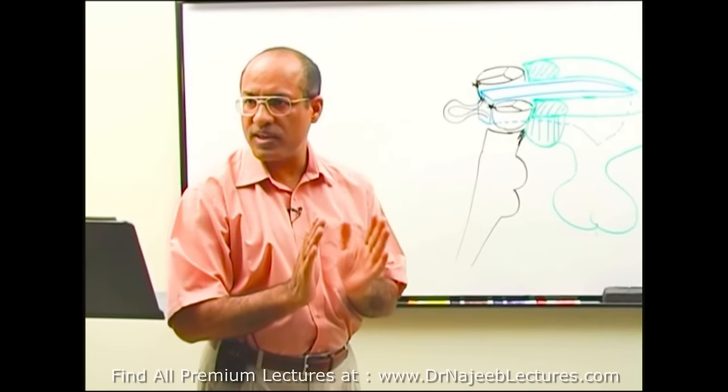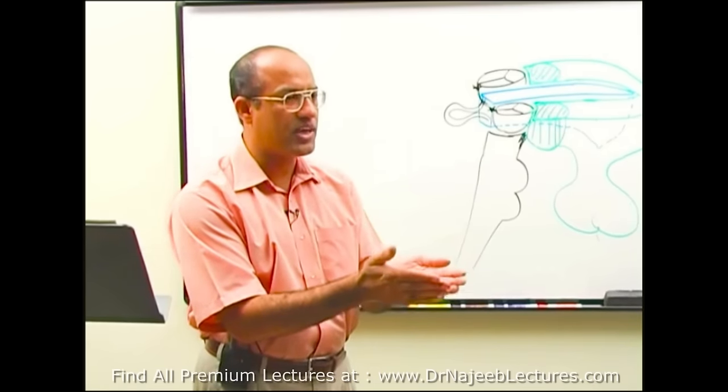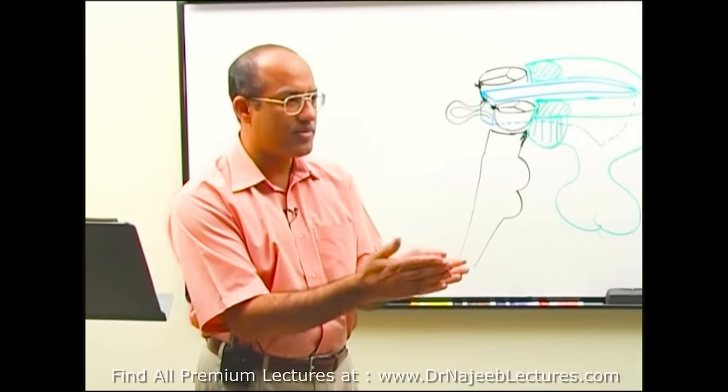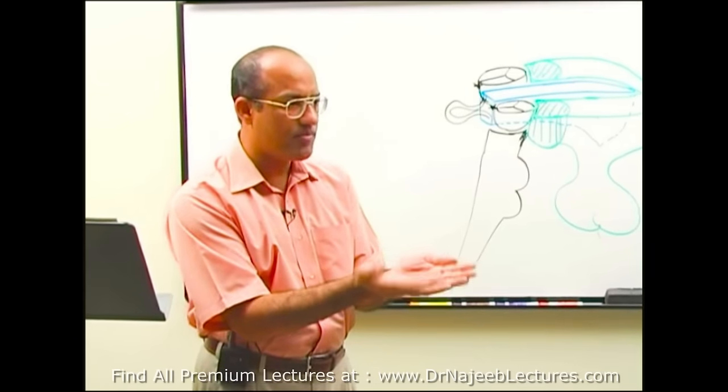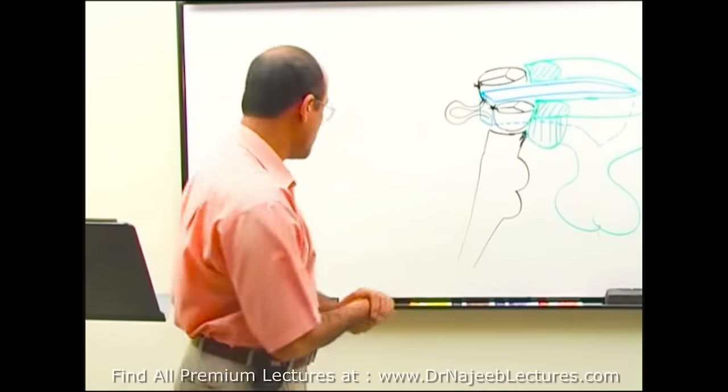So you exactly know where the hypothalamus is present. And of course, you can understand hypothalamus has a left sheet and a right sheet. Left side and the right side. Any question up to this? There is no question. Okay.